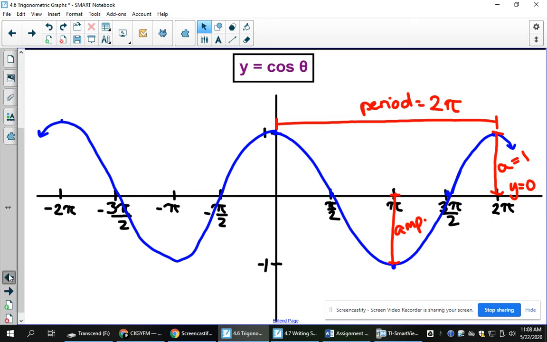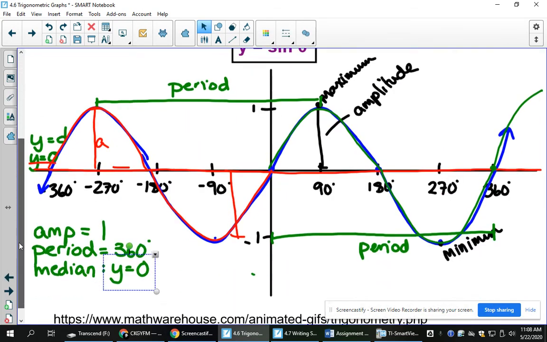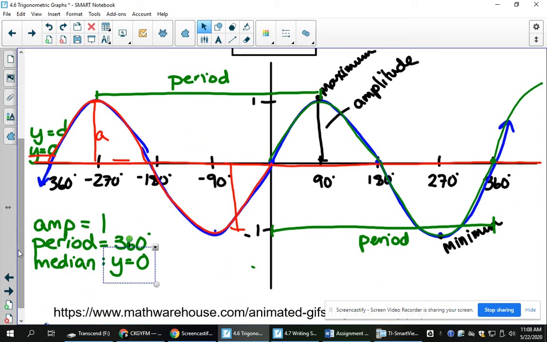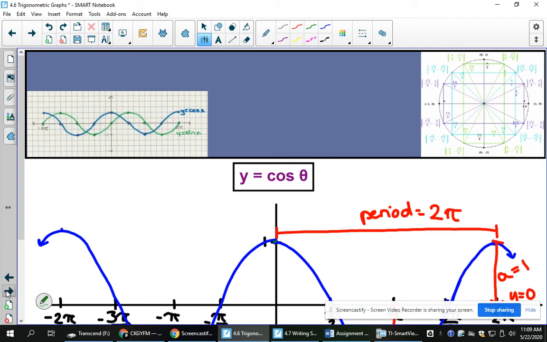But if you compare it to the sine graph over here, which started at the origin, the cosine graph starts at a value of 1. And I'm going to show you with a little animation why that is. So up here actually is a good picture to show you the difference between sine and cosine. They're the exact same wave, just starting at different positions.